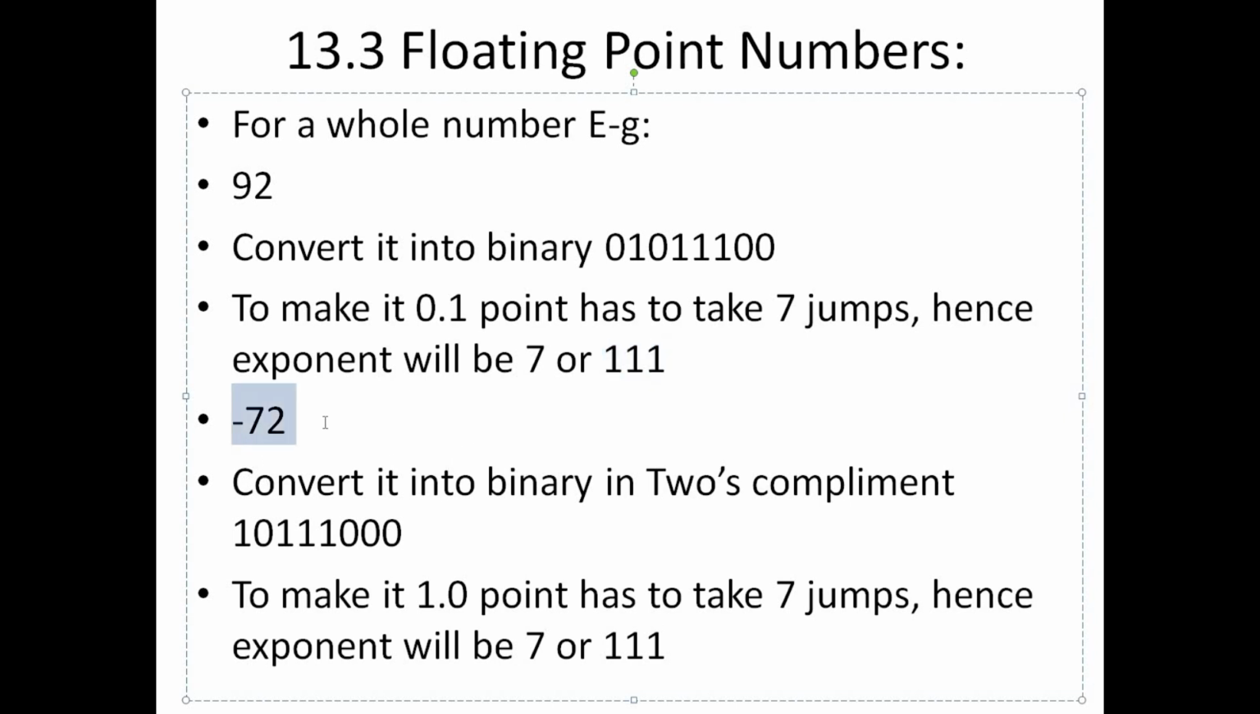If you are given a negative number such as negative 72, convert it into 2's complement. And again, you know, for a negative number, the number must start from 1.0. So in order to make it 1.0, you will have to give it 7 jumps on the left hand side. Hence your exponent will be 111. The denary value for that is 7.